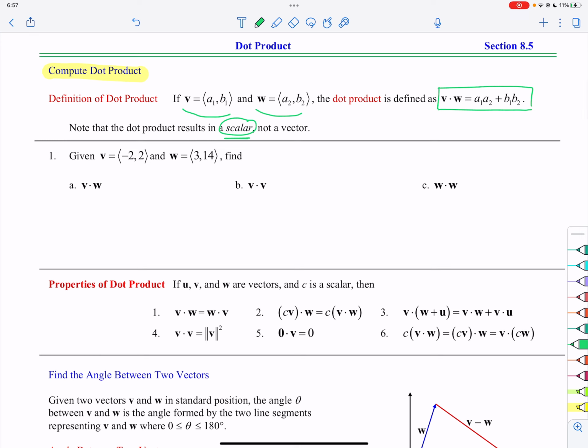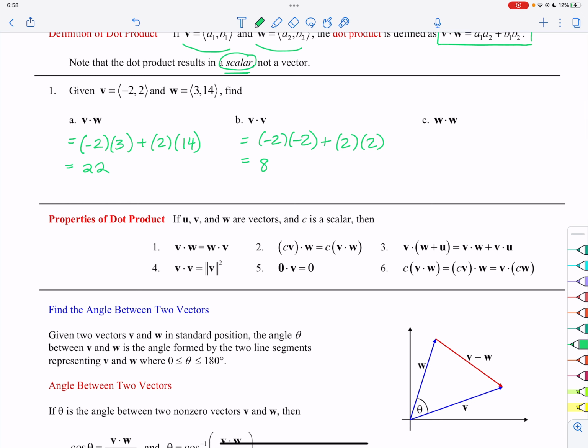Let's go ahead and give it a try. So given vector V and vector W in component form, let's find the dot product of the vectors. This is going to be equal to -2 times 3 plus 2 times 14, and that comes out to 22. How about the dot product of vector V and itself? We have -2 multiplied by -2 added to 2 times 2, and we come up with 8.